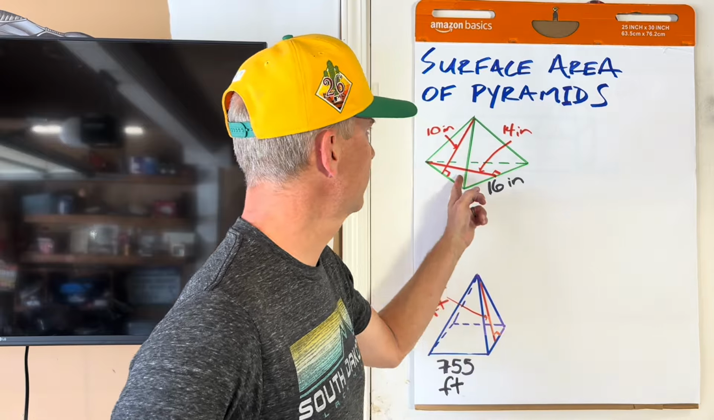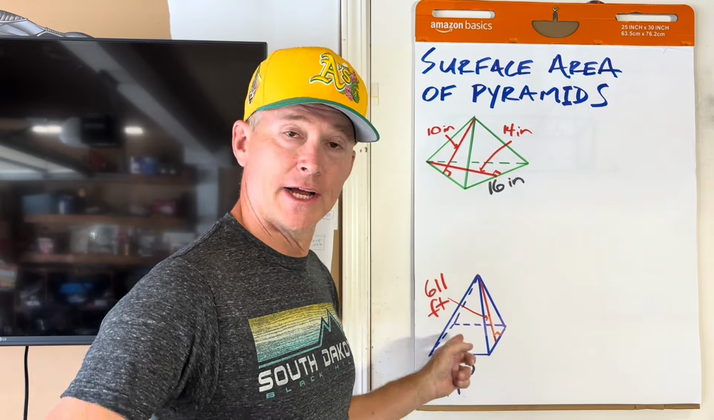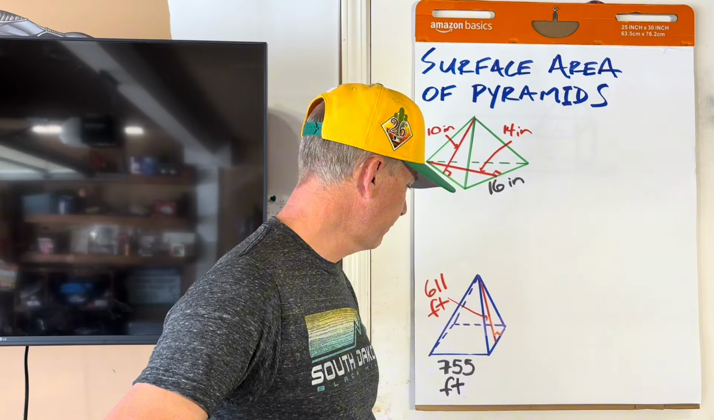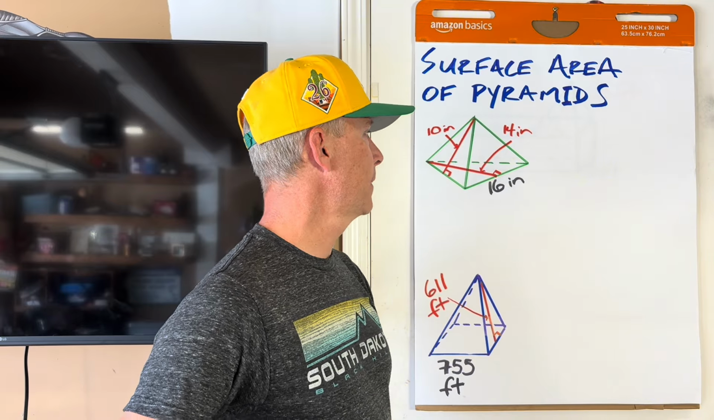So we're gonna practice with this pyramid. These are actually the dimensions of the Great Pyramid. I geeked out, went onto Google. So we're gonna find the surface area of the Great Pyramid. This is not the Great Pyramid, okay?